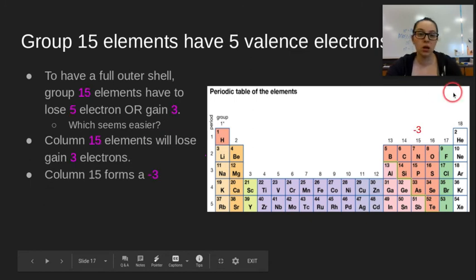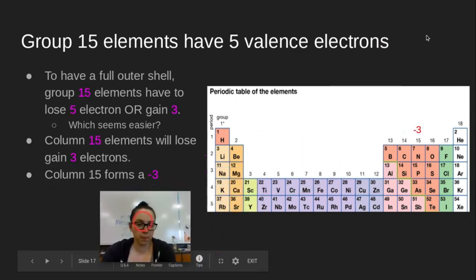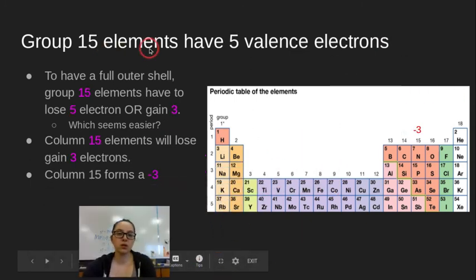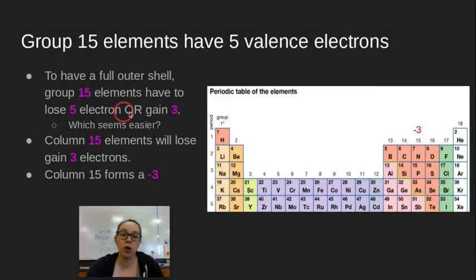Sorry. Group 15, we're back to normal. Okay? So to have a full outer shell, group 15 elements have to lose 5 or gain 3. Now it's going to be really hard to lose 5 and the atom's going to be really unstable. So they're actually going to gain 3. Oh, there's another mistake in this periodic table. Wow. Sloppy this week. Sorry. I'll fix it in the actual thing. So it is going to gain 3 electrons, which means column 15 forms a -3 charge.